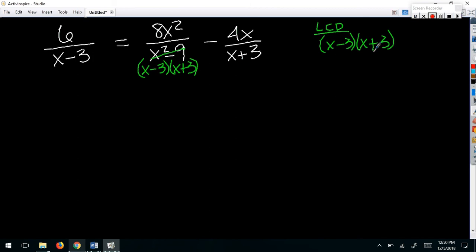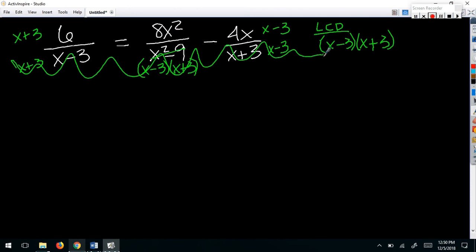What does the first fraction need in order for it to have the LCD? X plus 3, top and bottom. How about the second one? It's good, right? It's all good. What about the last one? Top and bottom. You know we always have quadratics coming back. Do we agree that the bottoms are all the same? So you got to be careful.